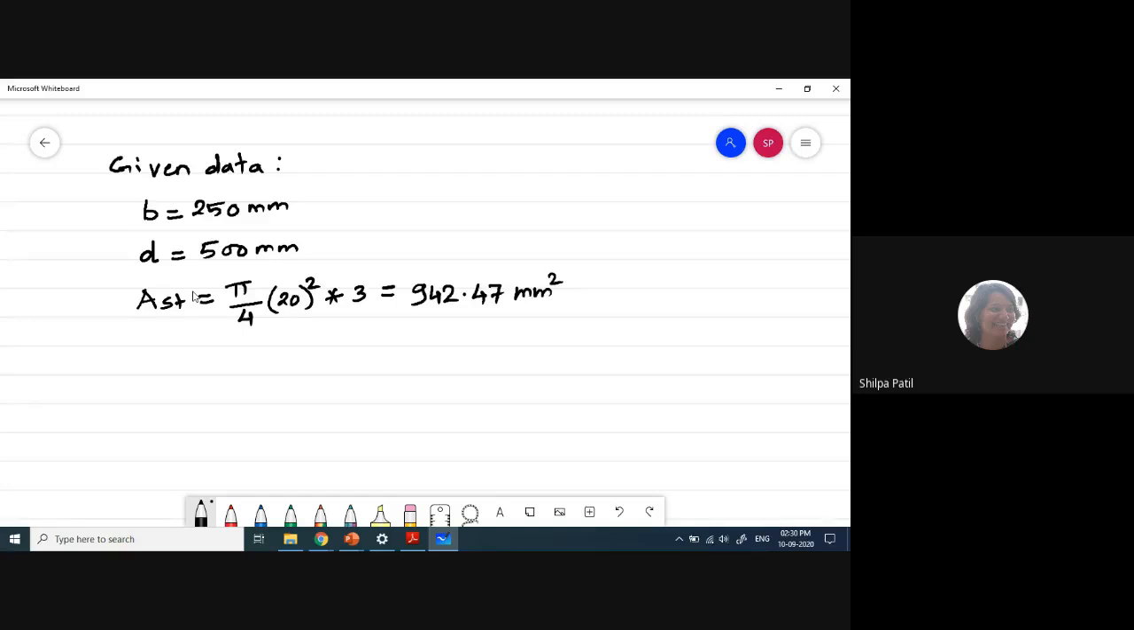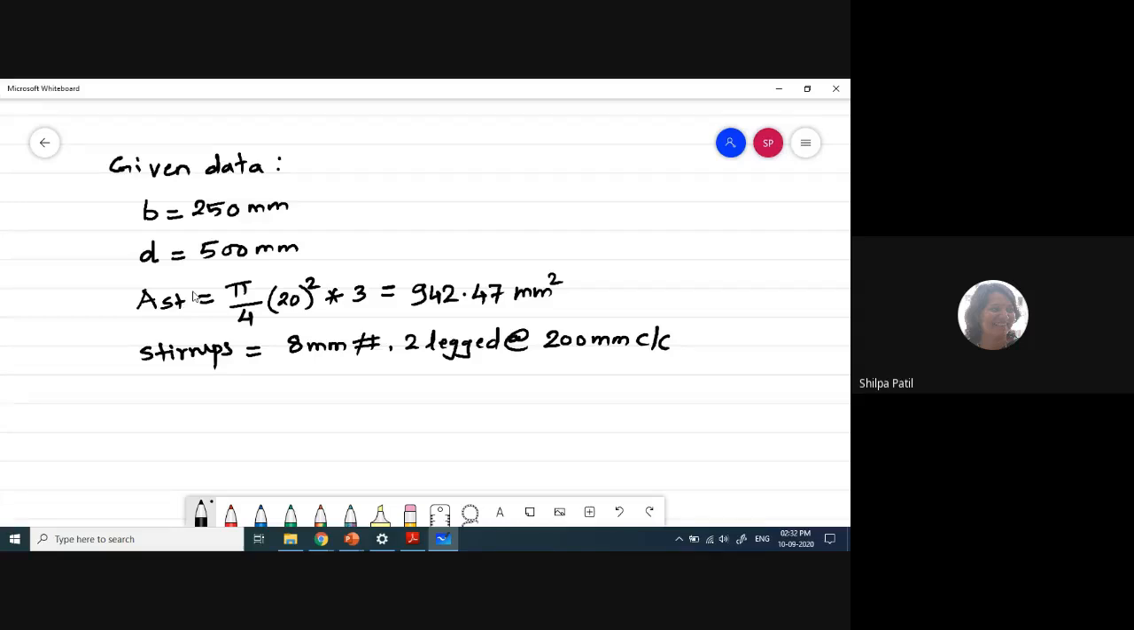Now the details of the stirrups are also given. So I will just write down the stirrups. What is the diameter? 8 mm, right? 8 mm diameter, two-legged. What is the spacing? 200 mm center to center.